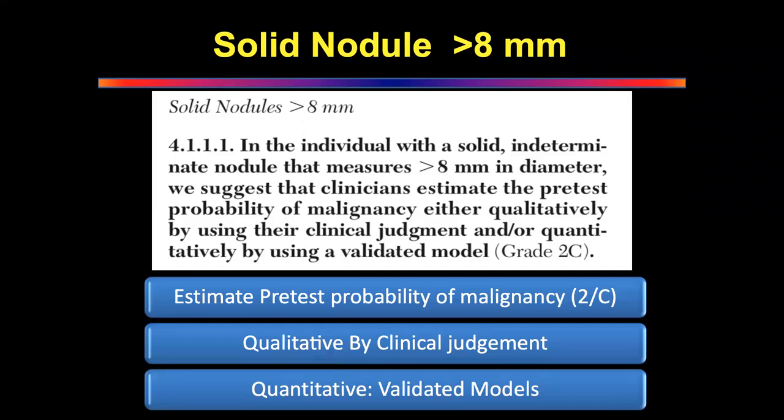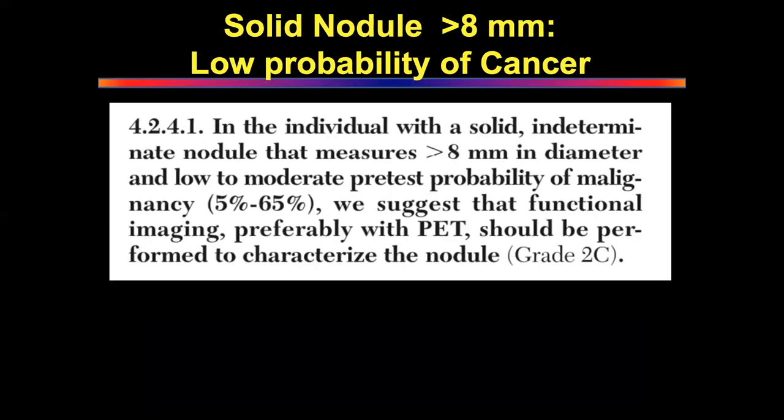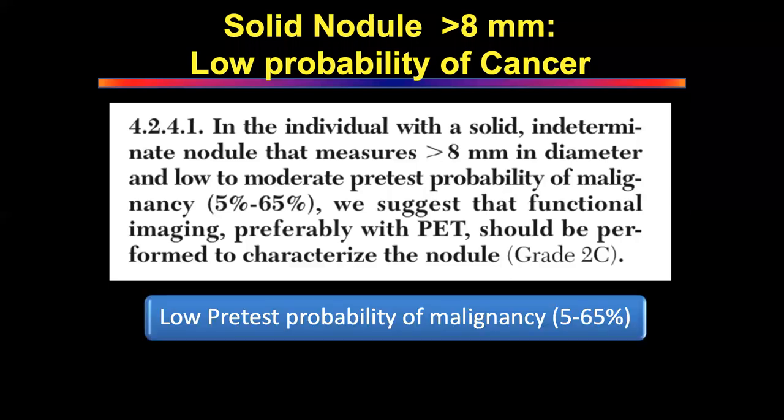Qualitative is obviously you look at the scan and you estimate spiculated margins and things like that. But quantitative is the validated method, the 3 methods we spoke about, the Mayo's and the VA's and the Hubbell's. All right. So if it is a low probability of cancer, more than 8, what are you going to do? Low probability is 5 to 65, okay? What are you going to do?